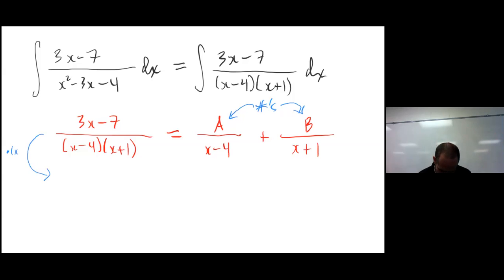Yeah, so you multiply by x minus 4 times x plus 1. And that clears denominators, right? So that's going to go through to everything. We end up with 3x minus 7, right? Because if I multiply that by the left-hand side, it completely cancels. 3x minus 7 equals a times x plus 1 plus b times x minus 4, okay?